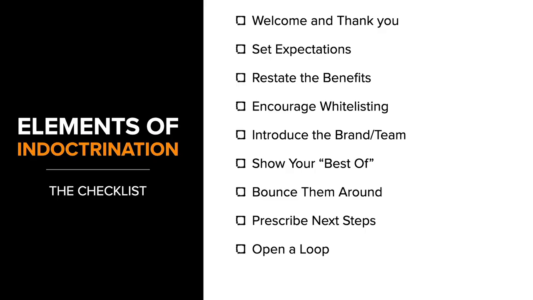Another thing that successful indoctrination campaigns do is they open a loop. Right? They open a loop. They get someone on the edge of their seat waiting for that next email. Remember, we're talking about 2 to 5 emails to make up this campaign. So early on, and maybe a couple times in the campaign, we need to open a loop. We need to tease the next email or the content coming in that email.